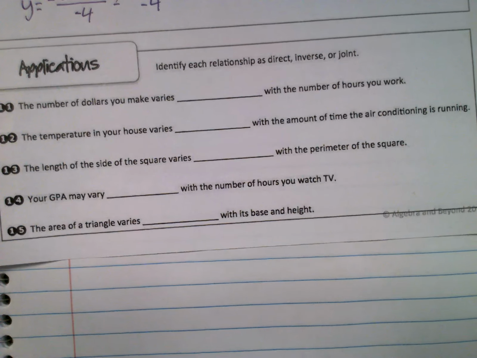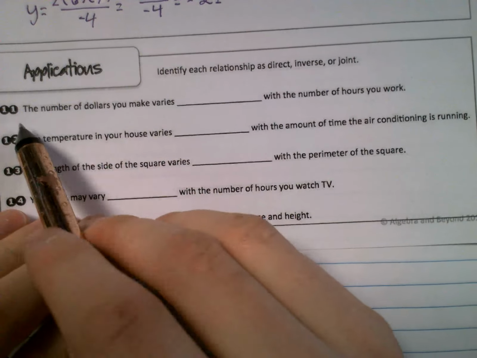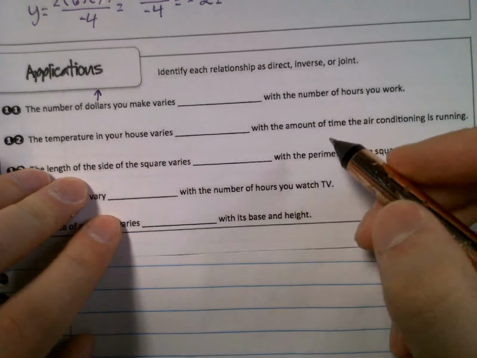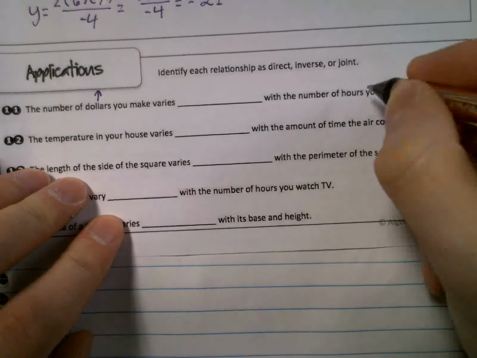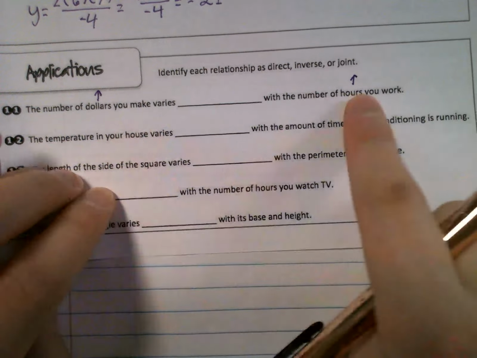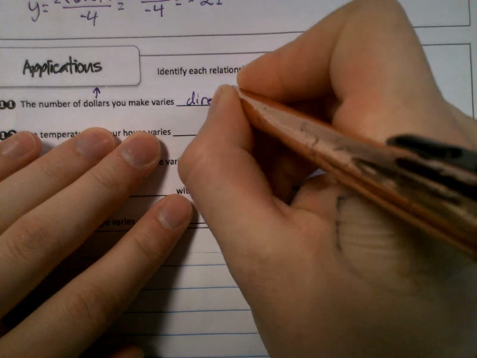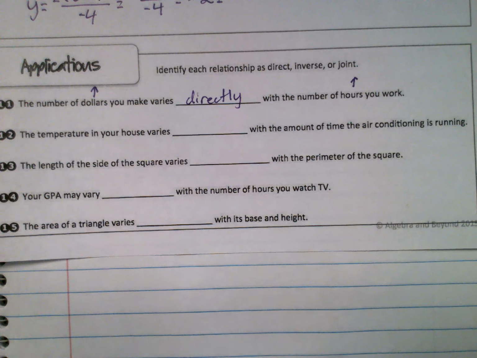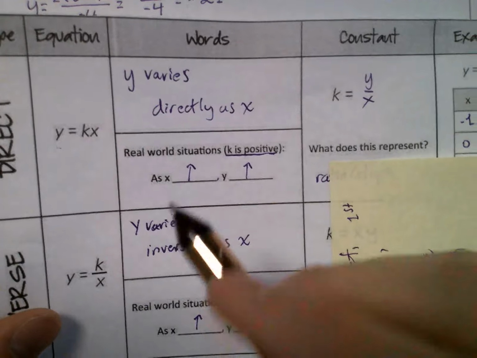All you need to do is identify how each one directly, inversely, or jointly relates to each other. The first one: the number of dollars you make varies blank with the number of hours you work. We're making dollars, so it's going to increase, and the more hours we work, the more it increases. Since both are increasing, it has to be directly. If you remember from our notes from the last video, this column right here, in terms of words, will be your best friend.